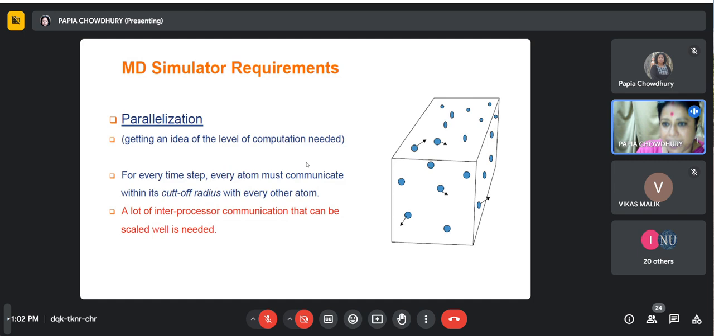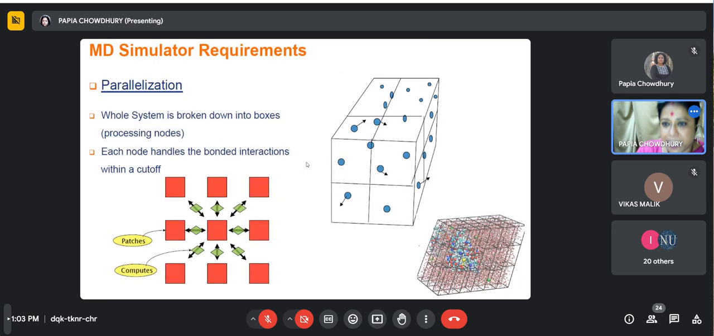So for every step, for each atom, the first condition is that it must be within the cutoff radius, and we need a good simulator system or parallel system to work with. When we apply the parallel system, the whole system will be divided into blocks, as you can see here, the upper part and the lower part. So it will divide into some boxes. Each box will be known as a node, and each node will handle a different bonded interaction within that cutoff area.